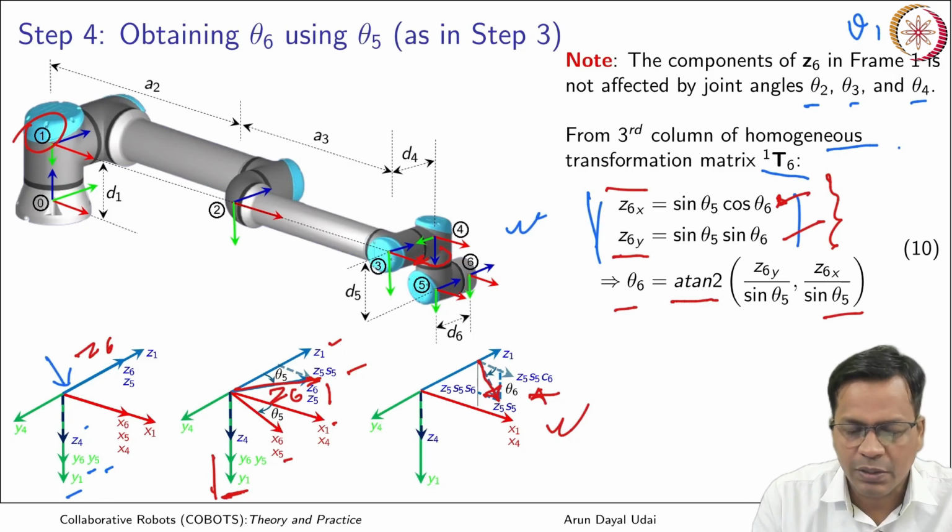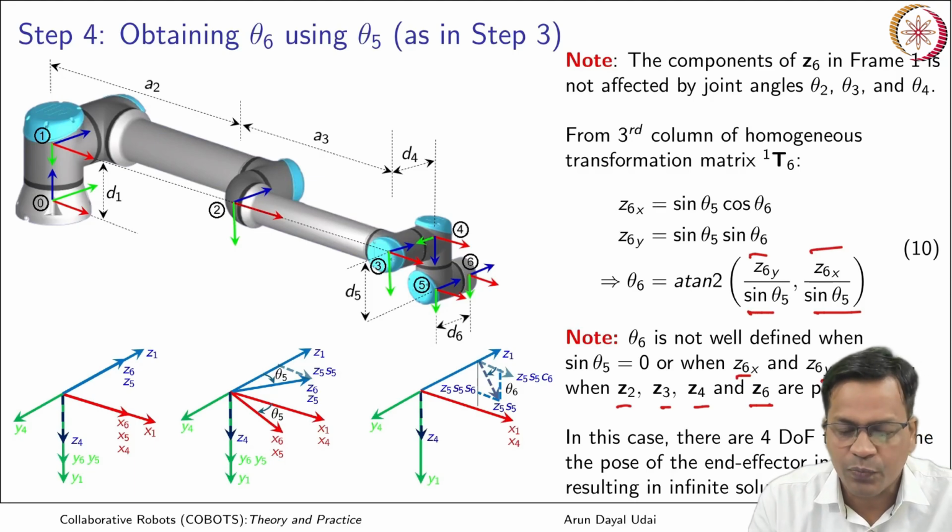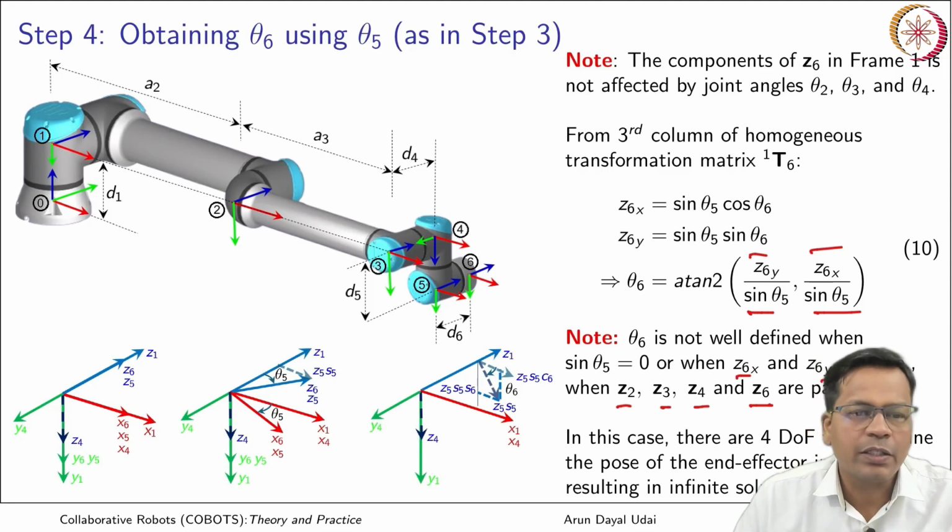So I could have striked it off, but yes, that helps me to understand when it is not solvable. So theta 6 is not well defined when sin theta 5 is equal to 0, or when both of them become equal to 0. That is when Z2, Z3, Z4, Z6 are all parallel. In this case there are 4 degrees of freedom, all the 4 to determine the pose of the end effector in the plane that results in infinite solutions. Let me just vanish for a moment.